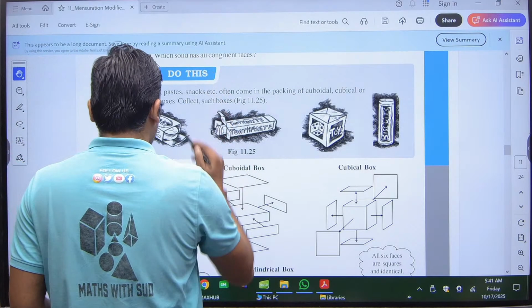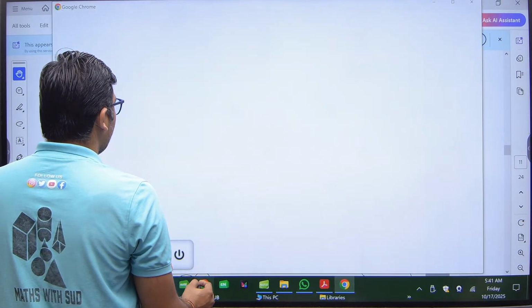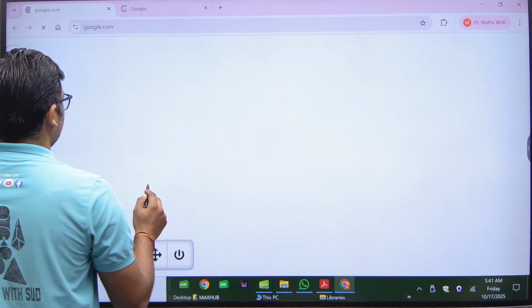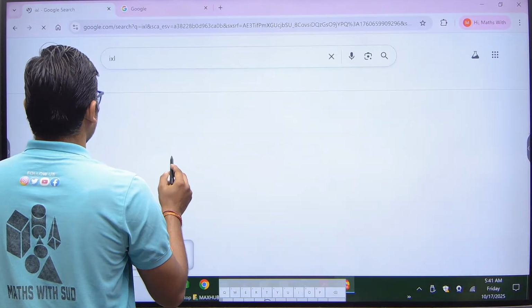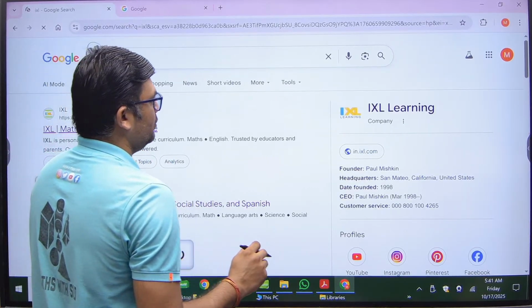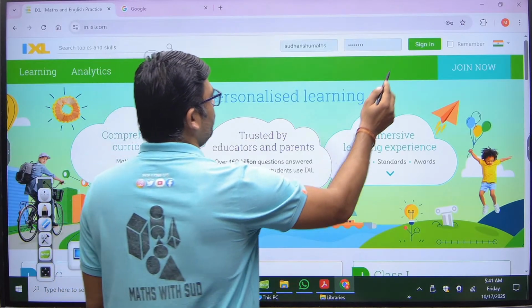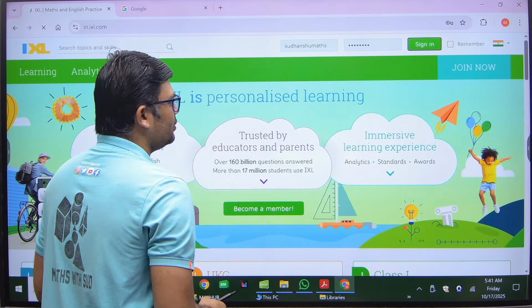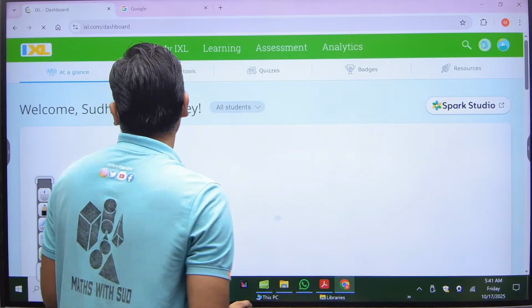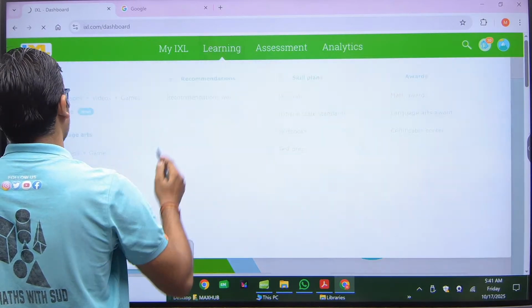So let us take some examples on this. First we will go with the cone only, because I think that most of the students are scared of cone only.